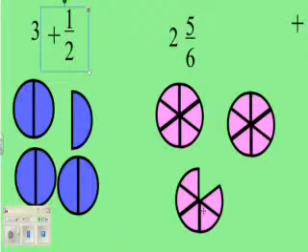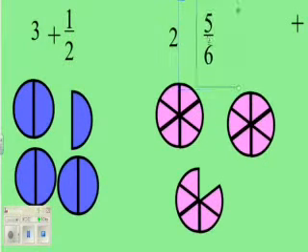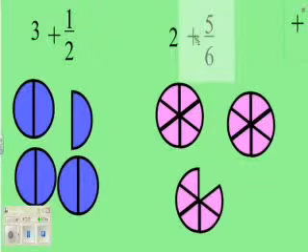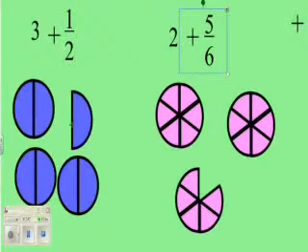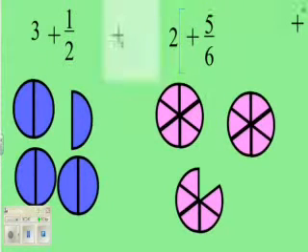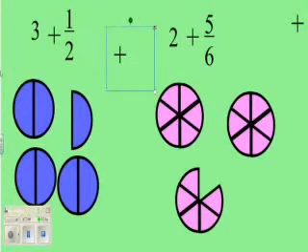5/6 is almost another one, but not quite. But we could write that with a plus sign, 2 and 5/6. And suppose we wanted to add the two quantities. Well, it's not all that difficult, really.